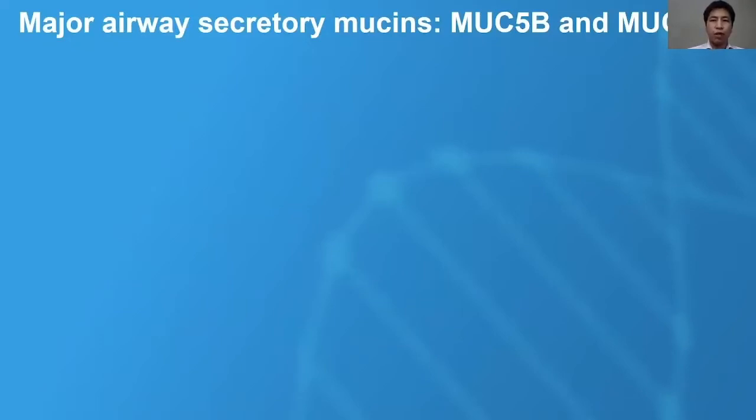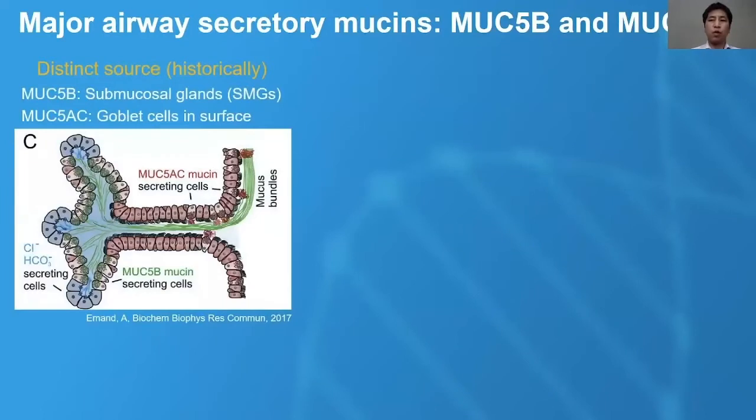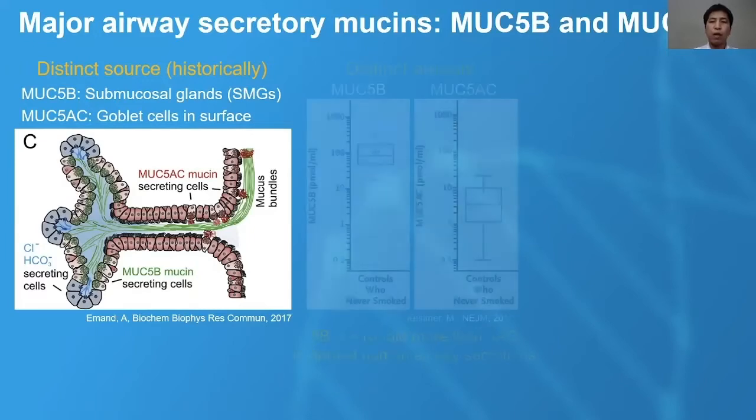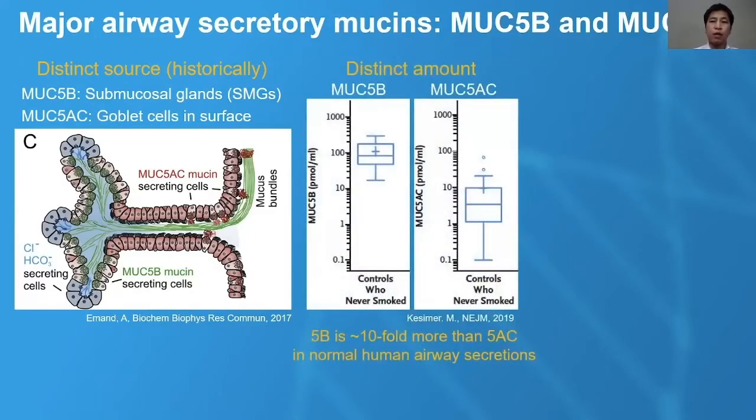Between these two secretory mucins, there are reported differential features. Firstly, the source of these two mucins is reported to be different. While MUC5B is reported to be mainly produced by submucosal glands, MUC5AC is predominantly secreted by goblet cells in superficial epithelium. Secondly, MUC5B is detected 10 times more than MUC5AC in normal human airway secretions. This MUC5B-to-5AC ratio may be altered in disease.